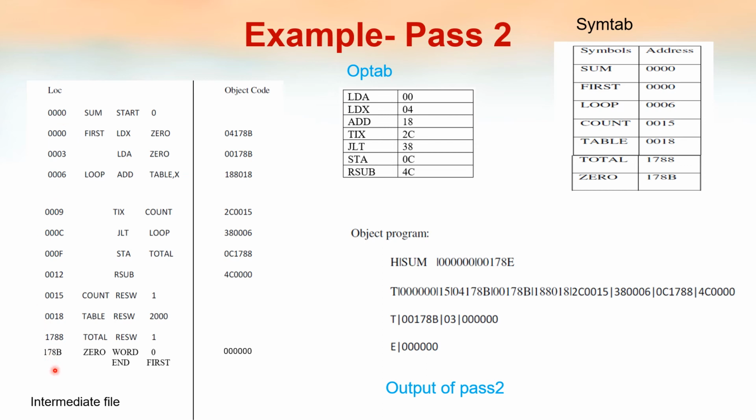So that will give the length of the program, which is 178E. That length is written. Then after the header record, we have to write the text record. In the text record, the fields are the starting address and the length of the current text record. Current text record means here some gap is there, so till here only we'll write. Then till here the length is 015 minus 00, which is 15.